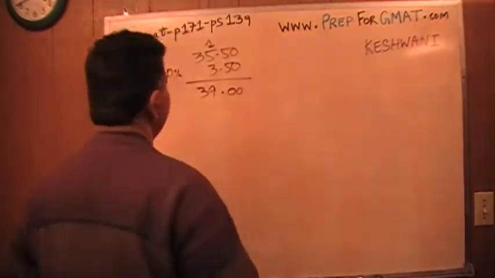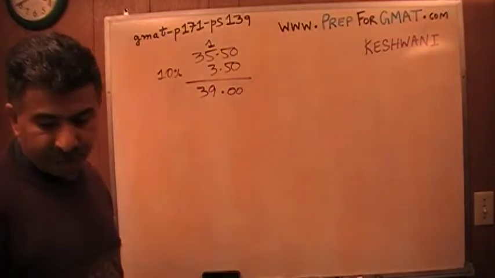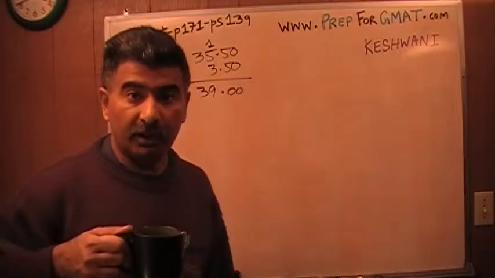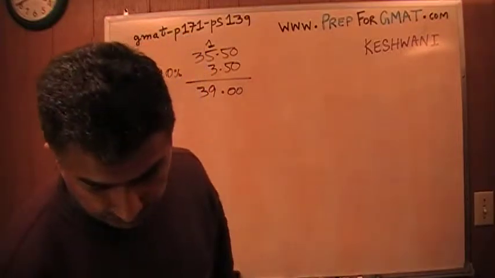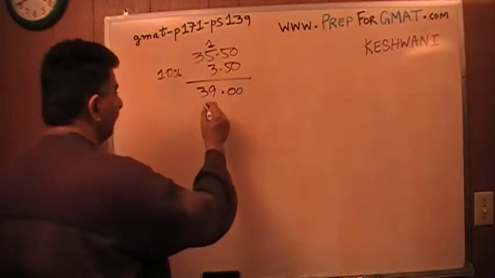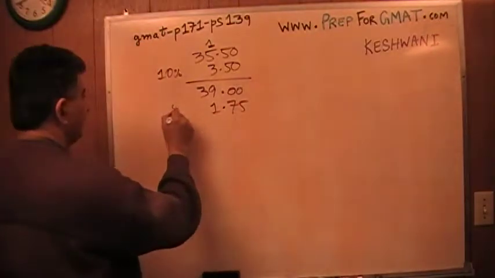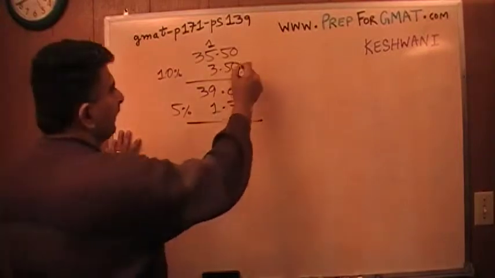And how do I figure out 15%? Well, this is 10%. What is half of $3.50? I know that half of $4 is $2. Therefore, half of that has to be about $1.75. This represents the 5%. I'm getting it from here.